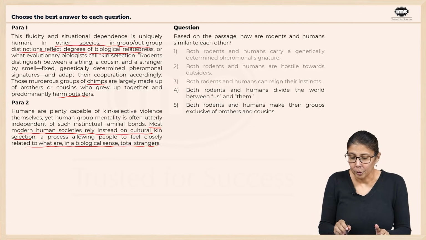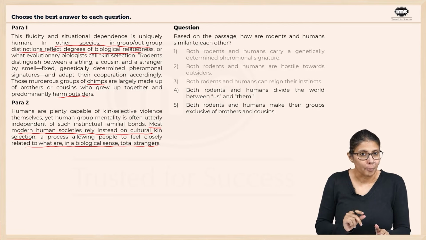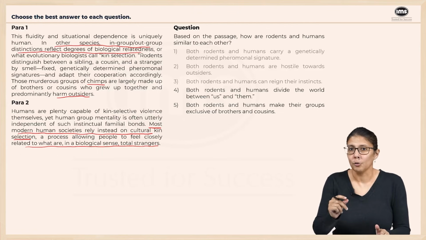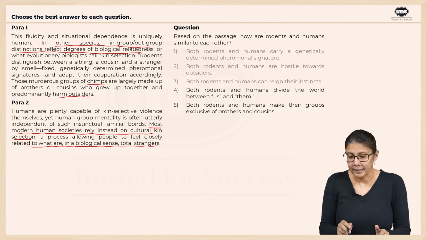The fourth one, both rodents and humans divide the world between us and them. What is common between us and other species is the distinction between in-group and out-group. In-group is us, out-group is them. The way that we make this distinction is different. But yes, we do definitely have group identities. So option 4 makes sense.